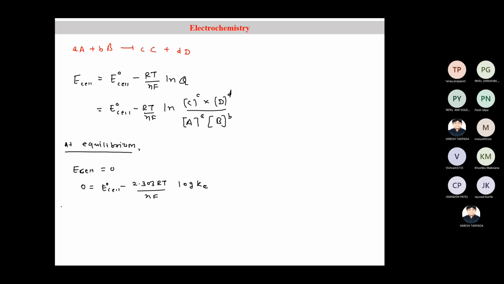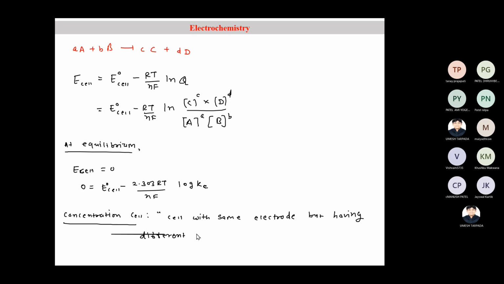If a cell is a concentration cell, what is the definition of a concentration cell? This is very, very important. A cell with the same electrode, both anode and cathode electrodes being the same, but having different concentration.